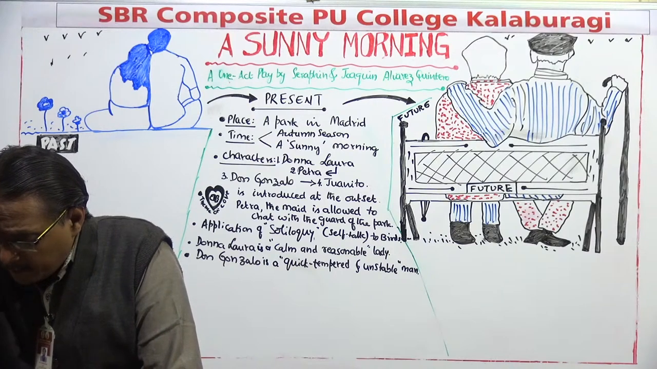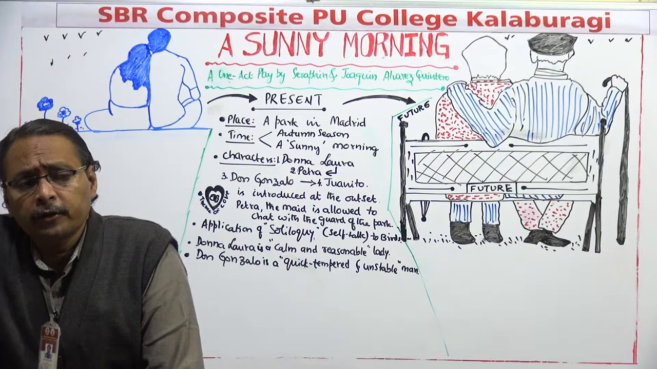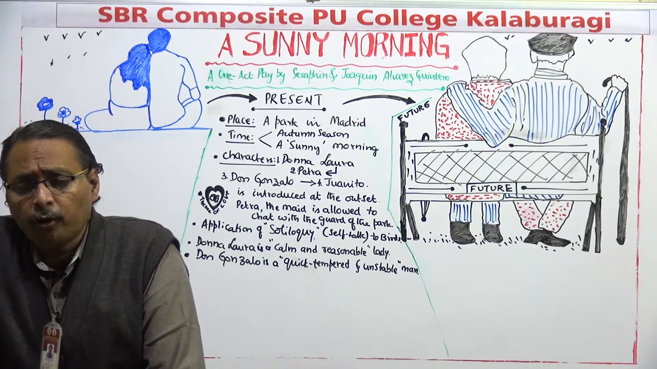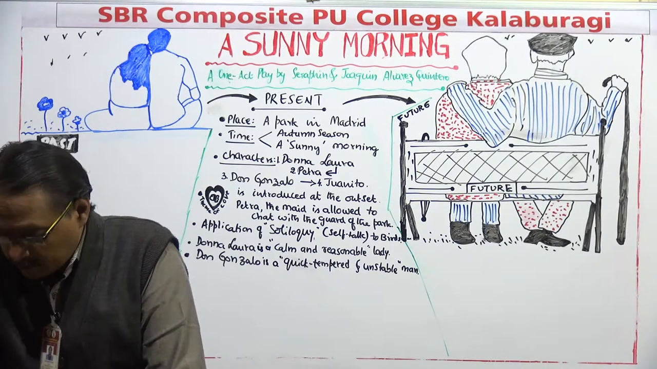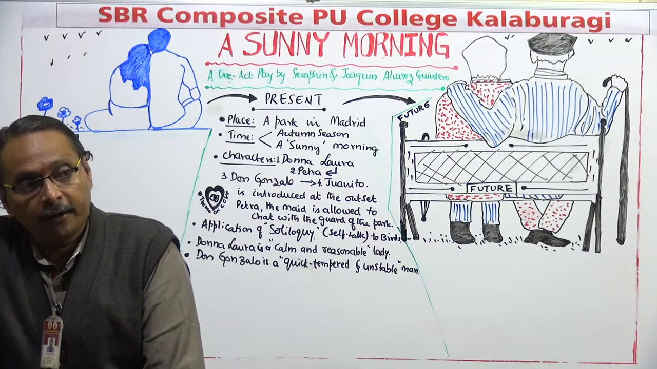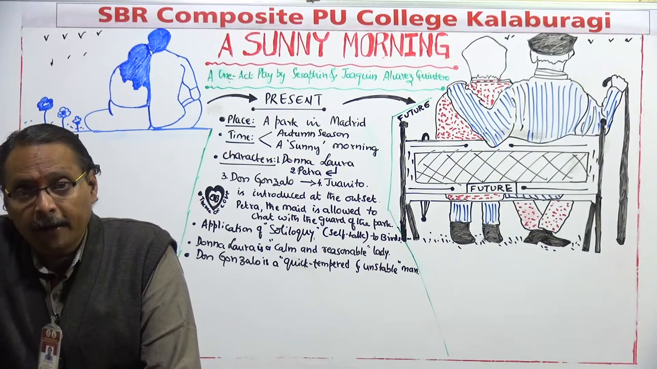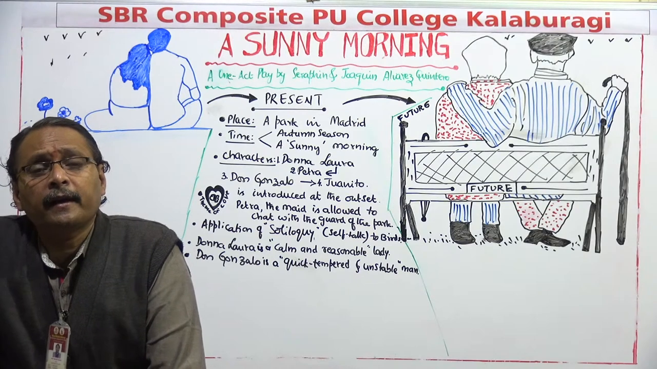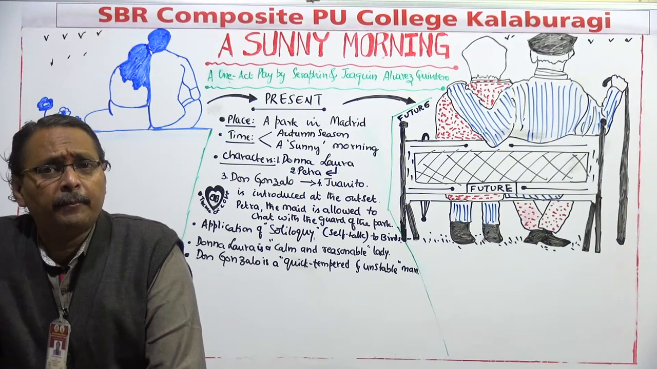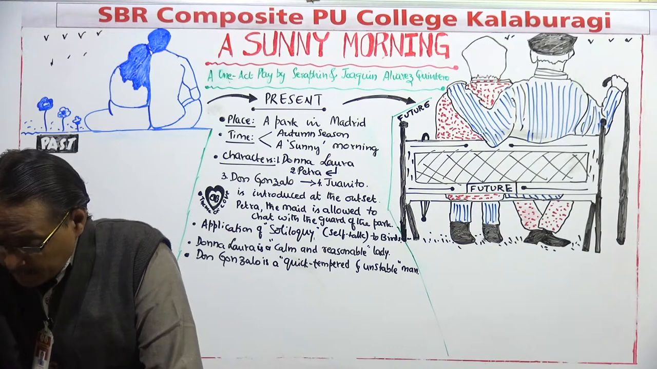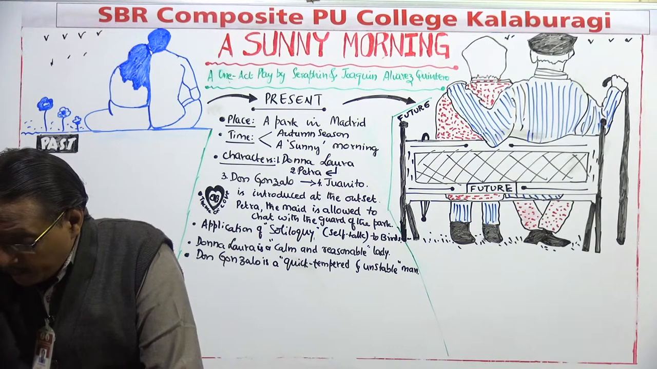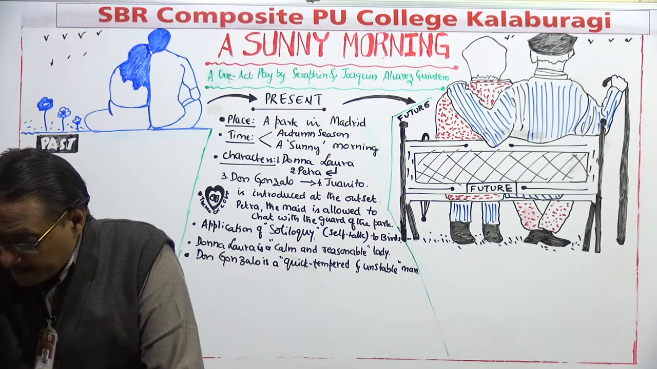"What do I care about the birds? Why should I worry about the birds? I am more worried about my seat, not about the birds." "But I am worried. But I do," Donna Laura says. "This is a public park." "Why do you say as if it is your house, madam?" "This is a public park," he gives a reason. Donna Laura: "Then why do you complain that the trees have taken your bench?"